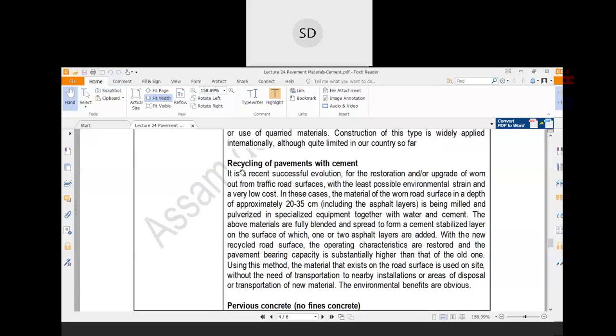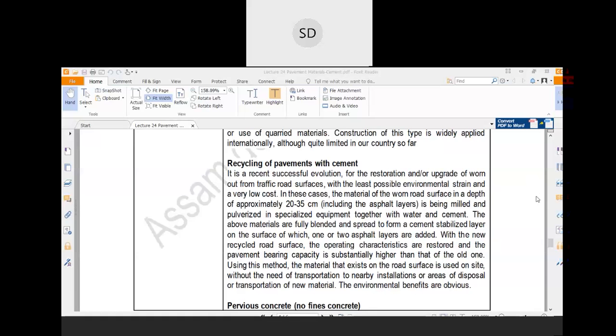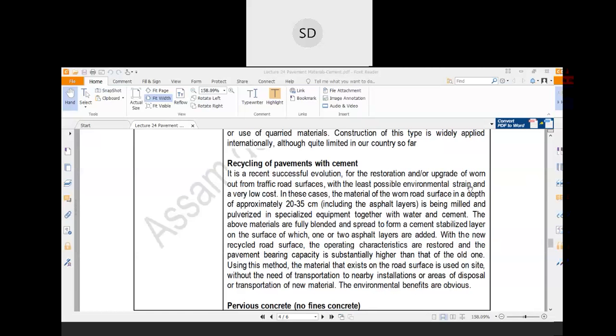Then recycling of pavements with cement. It is a recent successful evaluation. Basically that is a very recent type of work, for the restoration or upgrade of worn out traffic road surfaces with the least possible environmental strain and a very low cost. That is, in this case, you are recycling the pavement with the cement.